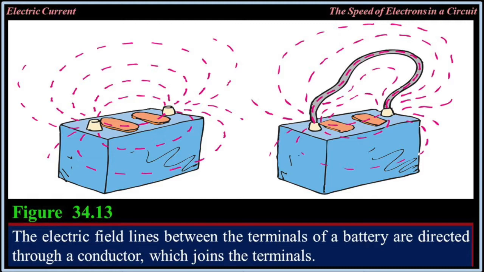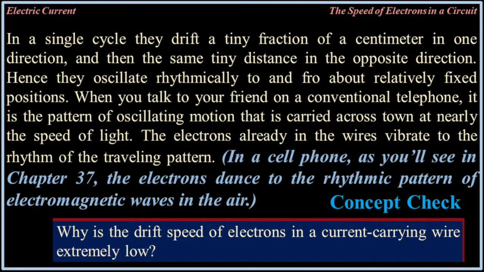Figure 34.13: The electric field lines between the terminals of a battery are directed through a conductor which joins the terminals. In a single cycle, they drift a tiny fraction of a centimeter in one direction and then the same tiny distance in the opposite direction. Hence, they oscillate rhythmically to and fro about relatively fixed positions.